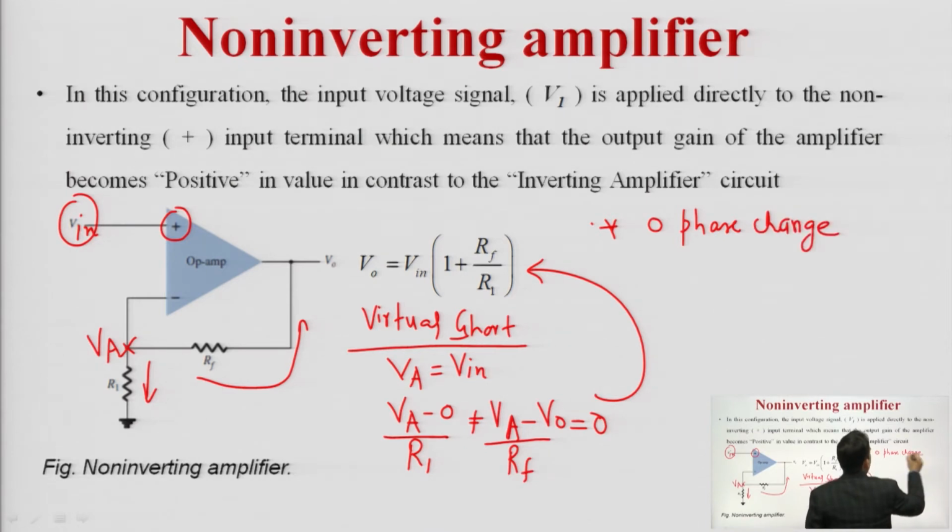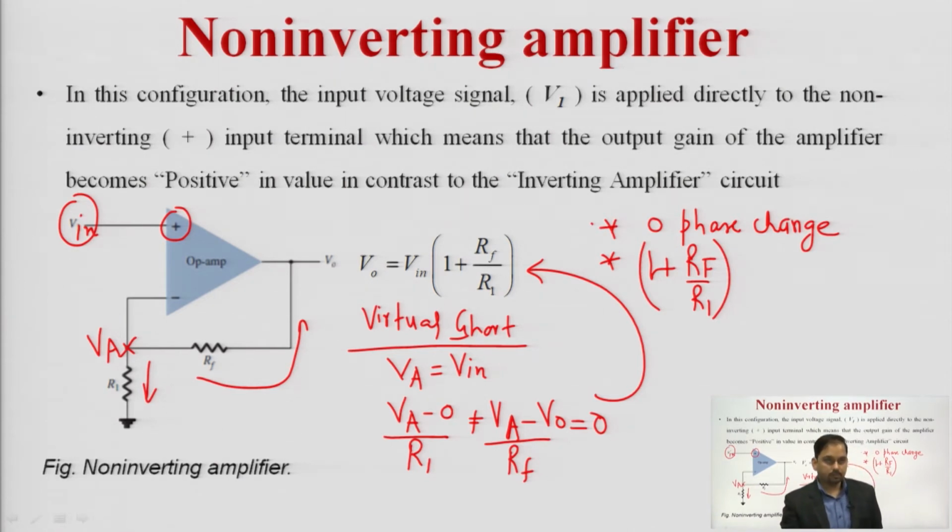Also, the gain is 1 plus RF by R1. So this configuration is known as the non-inverting amplifier configuration. Now we are going to utilize the same configuration for the unity gain amplifier.